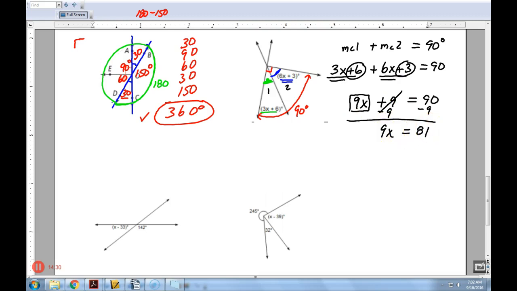Oh, this one's going to work out nice. This is the times table fact. 9 times what is 81? 9 times 9 is 81. Now, I'm not done. It didn't say find x. It said find out how much the angles are.